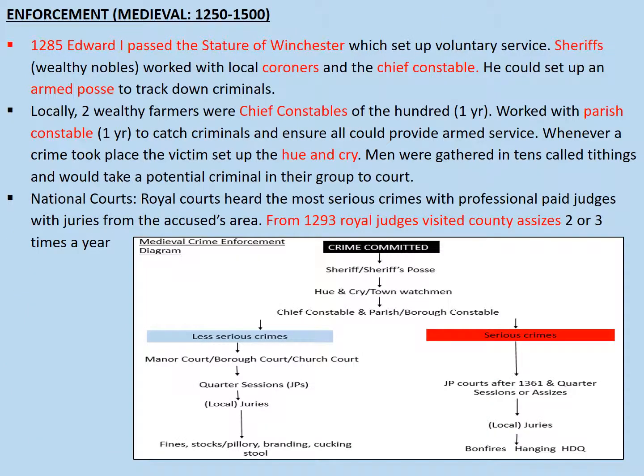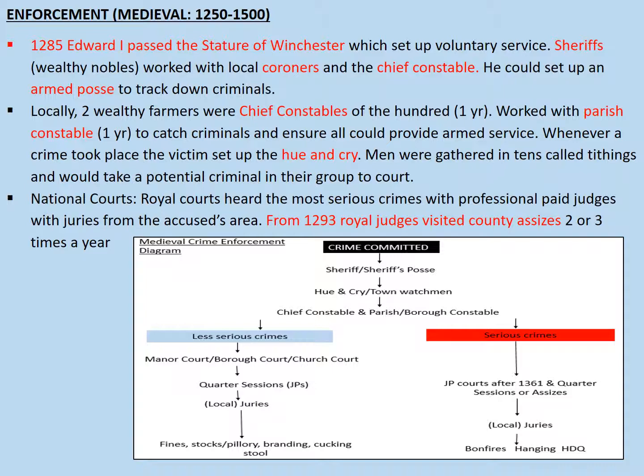So, a major change here. In 1285, Edward I passed the Statute of Winchester, which sets up a voluntary service. So we have sheriffs, who are often wealthy nobles, working with coroners and chief constables in an area. We have very much a local aspect to this. So an armed posse would be used to track down a criminal.